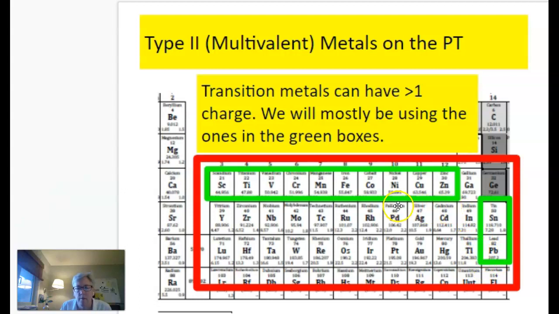What it means to have more than one charge, for example, is that copper sometimes has a +1 charge and sometimes it has a +2 charge. So it varies depending on what it's bonded to. Iron can have a +2 charge or a +3 charge. That's all it means. So they're multivalent, or they can have various charges. Table F on the back of your periodic table, you can look at it at some point, lists the possible charges for a lot of these transition metals. I'm going to show you how to figure it out a different way, but you're always welcome to look at that table F on the back.